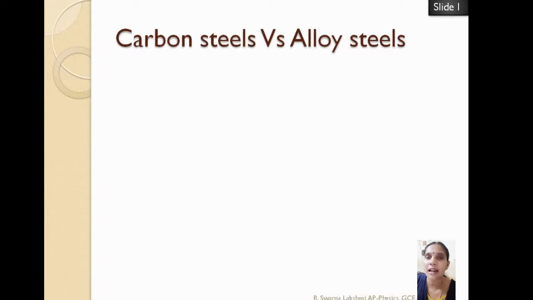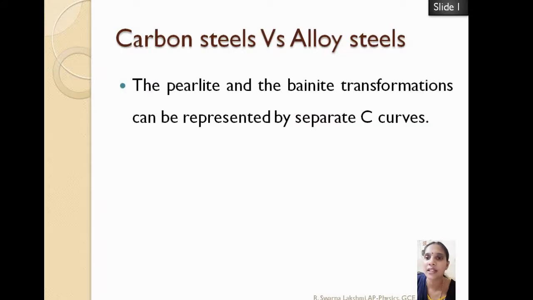Let us analyze the difference between carbon steel and alloy steels. The pearlitic and bainitic curves overlap in case of carbon steels.